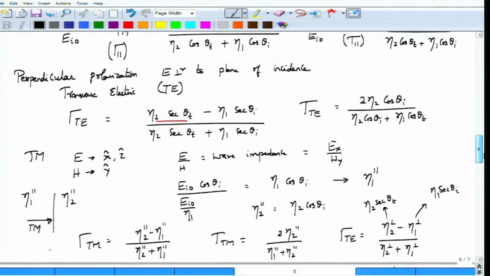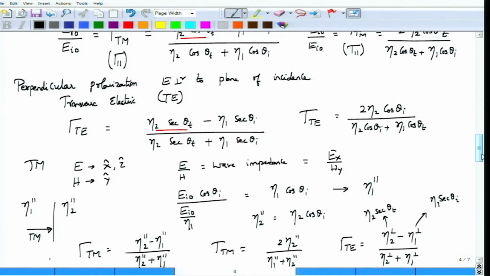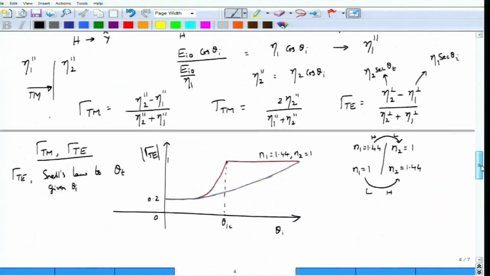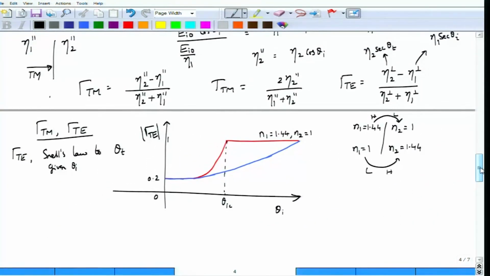You can go back to this expression for gamma Tm, and you keep changing theta i, calculate the new value of theta t, and therefore obtain gamma Tm, find the magnitude and start plotting that. So, when you do that, you will see that gradually, as you go, the magnitude of the reflection coefficient will hit 1 at 90 degrees. Okay. So, this particular thing where this kind of a critical behavior is happening is around 40 degrees.